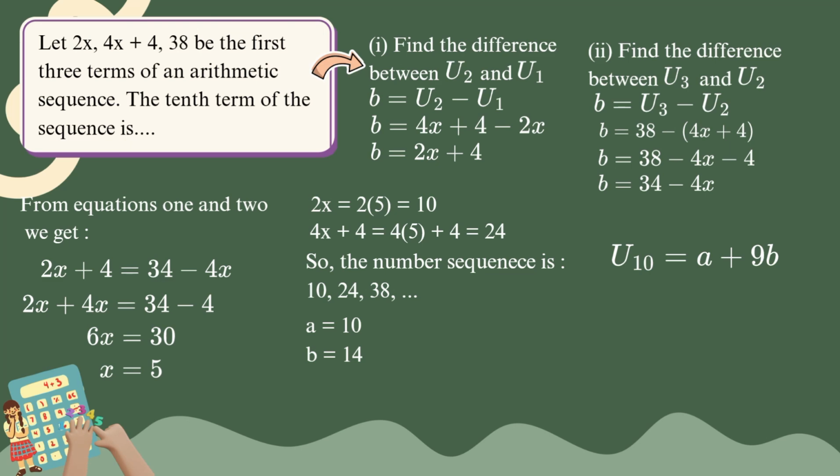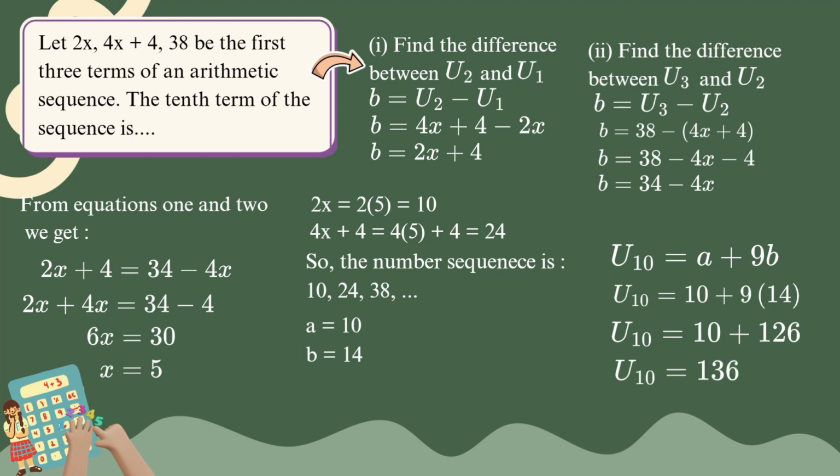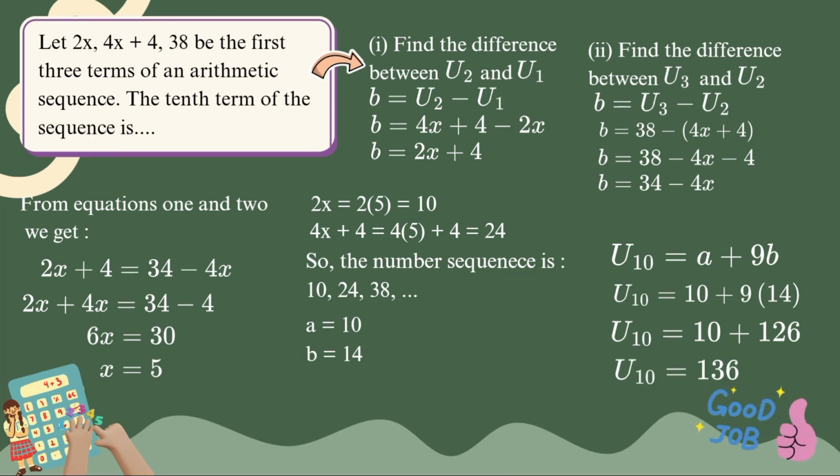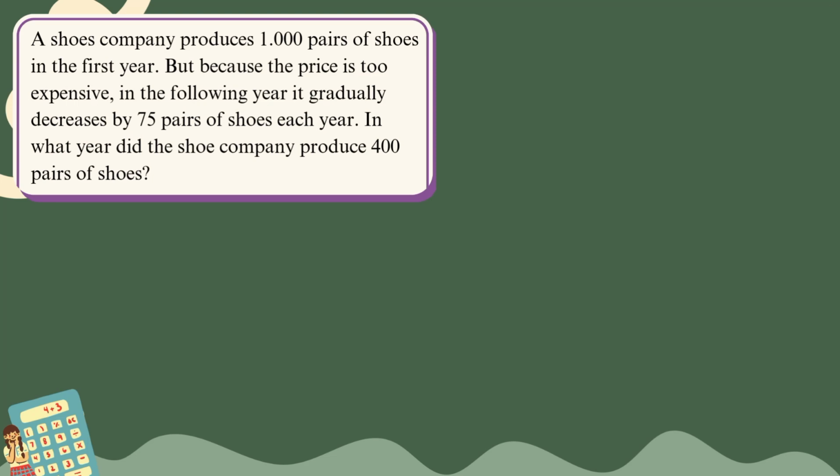Fifth step, after knowing a and b, we can find the tenth term. U sub 10 equals a plus 9b equals 10 plus 9 times 14 equals 10 plus 126, and U sub 10 equals 136. Good job! Next question.